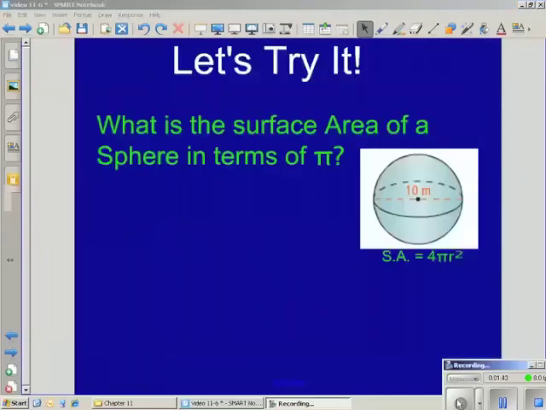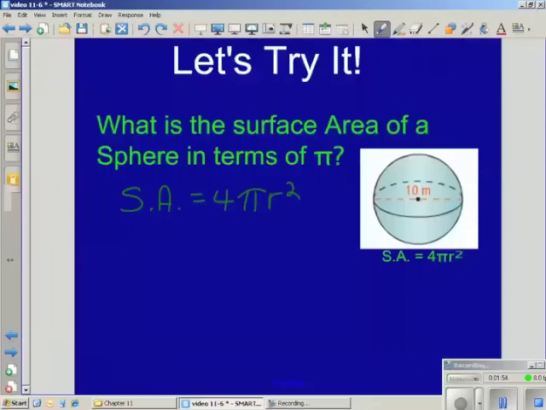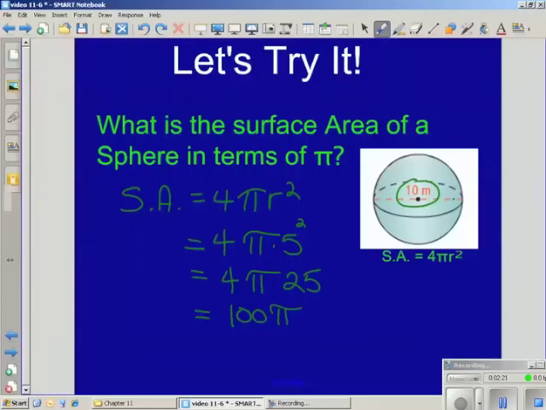What is the surface area of a sphere in terms of pi? Well, we know the formula. Surface area is equal to 4 times pi r squared. Well, let's substitute the values. So 4 times pi, and we know that if the diameter is 10, the radius is half of that, so 5 squared. So that would be 4 pi, 5 squared is 25. 25 times 4 is 100, leave in terms of pi, so our answer would be the surface area is 100 pi square meters.